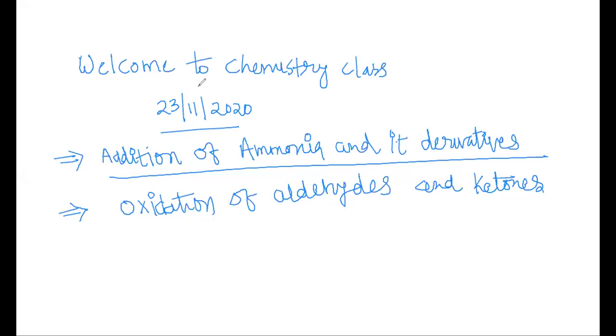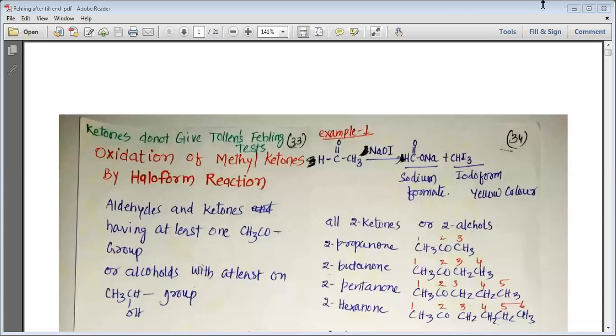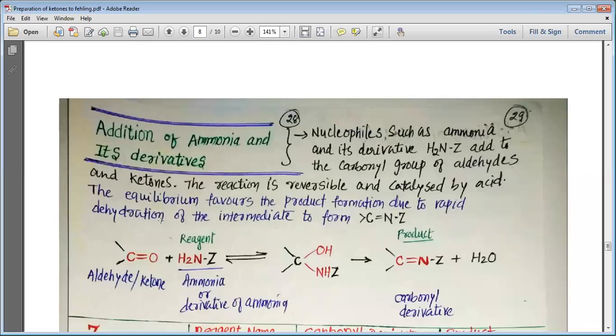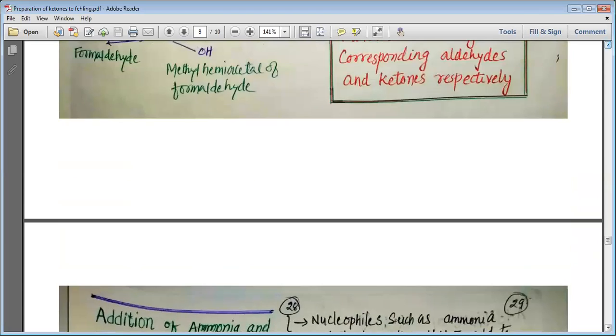Welcome to the chemistry class. Today we shall study the addition of ammonia and its derivatives and the oxidation of aldehydes and ketones. In the last period, my dear students, we studied a few things that I'm going to revise for you.